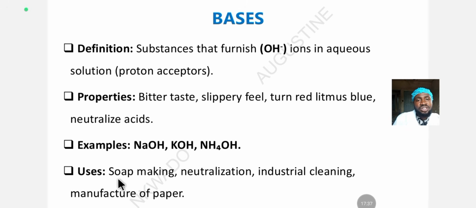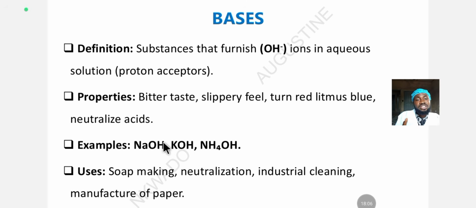Now, bases are used in making soap. They're used in neutralization. That's a neutralization reaction, where acid reacts with base to form salt and water only. Base is used to make soap. Remember the manufacture of soap, where you react an ester with alkali. You react an ester with what? Alkali. Here it is called base because it is seen as a base.